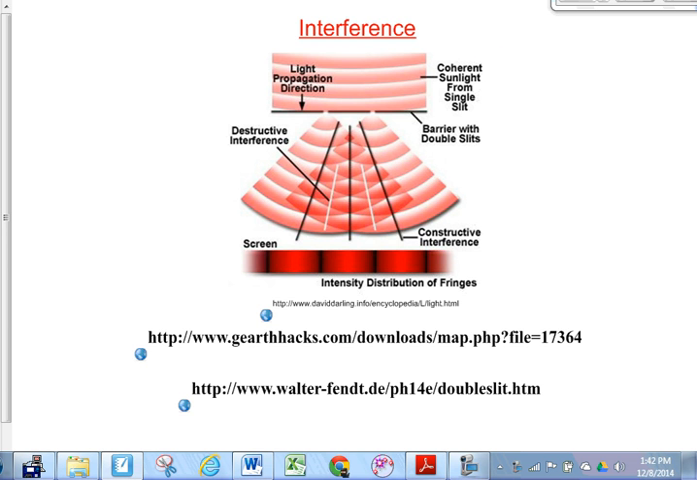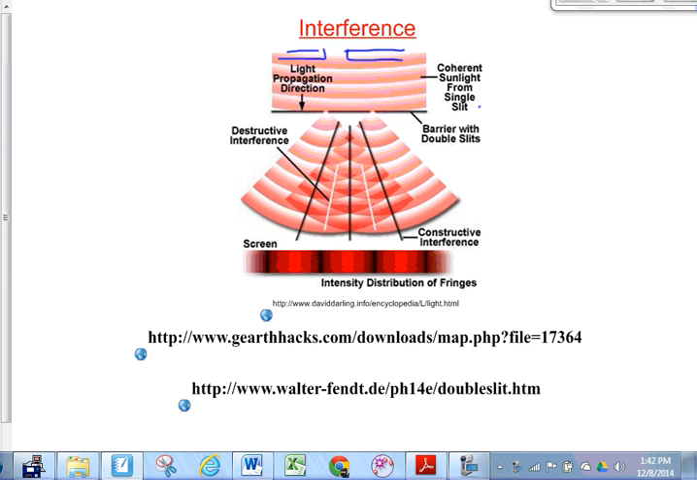Let's flip the page here. This basically shows us what I just wrote down. Okay? We've got light up here. It says coherent sunlight from a single slit. What does that mean? Well, basically, we want the light to be in phase. So in other words, we want it to be from a single source. So we're going to have a single slit up here. It's all going through, okay? So now we've got light coming from one source, single slit, it's all good.